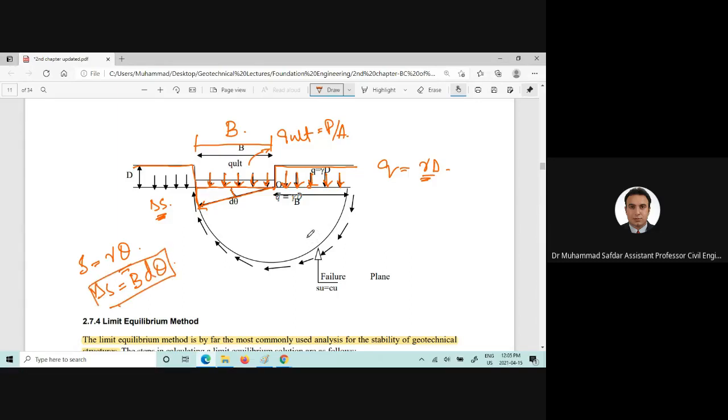These are the external forces which are acting onto the soil, for example, the Q ultimate and the overburden pressure, and this will perform the external work onto the soil, and there will be internal work done by the shear strength of the soil along this slip surface or the failure surface. This is the undrained shear strength of the soil. Here is the depth of the foundation.